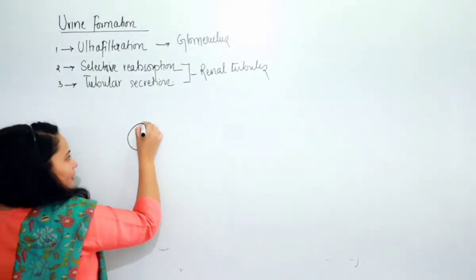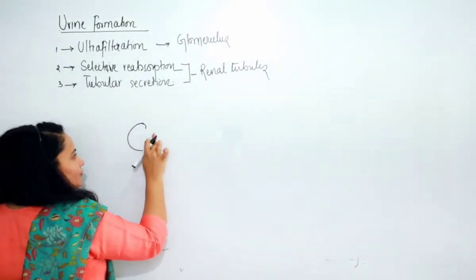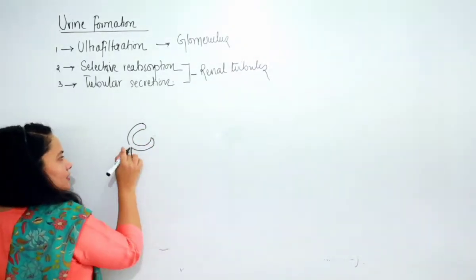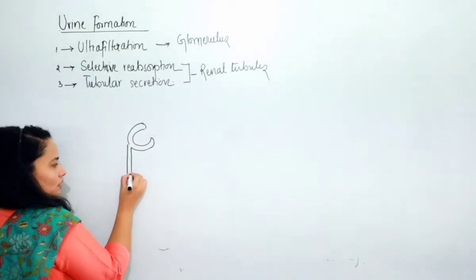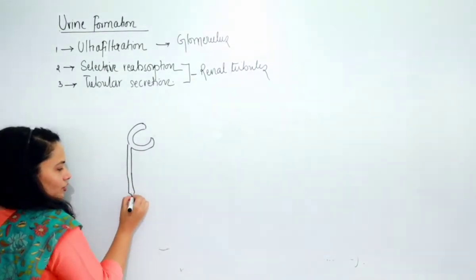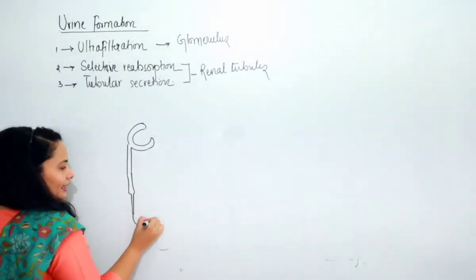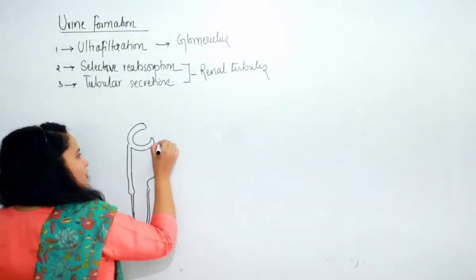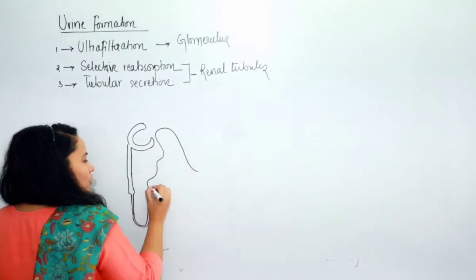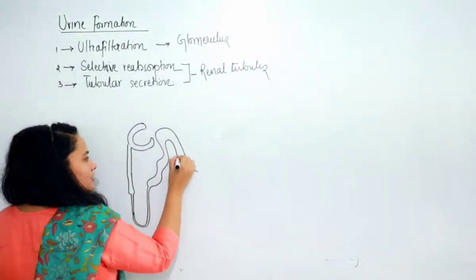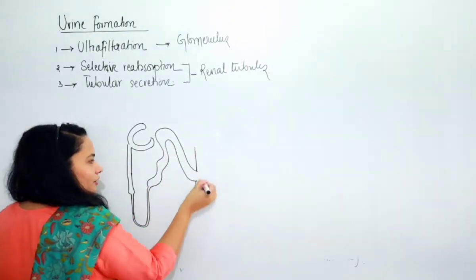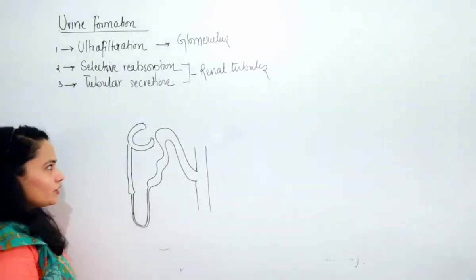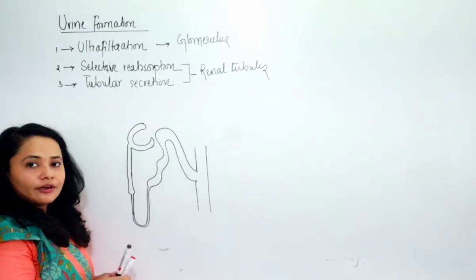So let us say that this is a Bowman's capsule. From here arises the PCT. The second structure is known as the Henle's loop. The third structure, which we draw very close to the glomerulus, is known as DCT, and here is the collecting duct. So this is ideally the structure of a nephron.